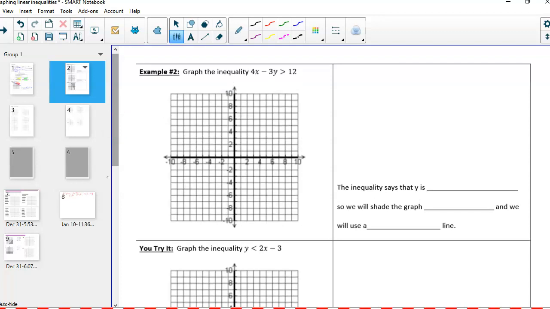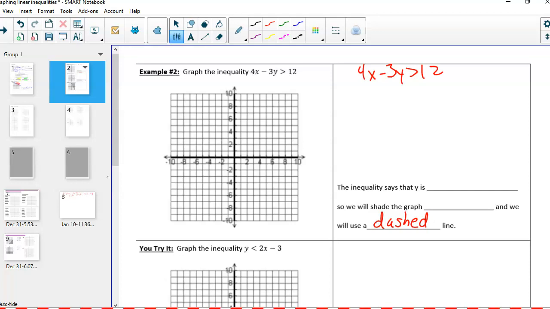Before we can figure out if it's less than or greater than, because our sign may change, if it's going to be above or below, we don't know because our sign may change. The only thing we know for certain is that this won't magically become an equal to. It will stay less than or greater than, so it will be a dashed line. We need to solve this before we do anything else.